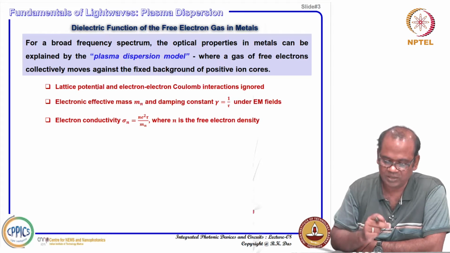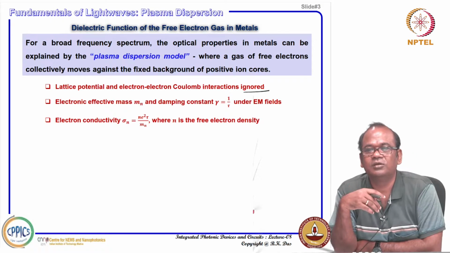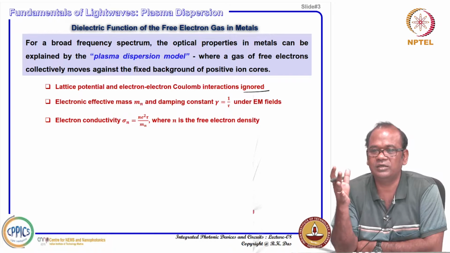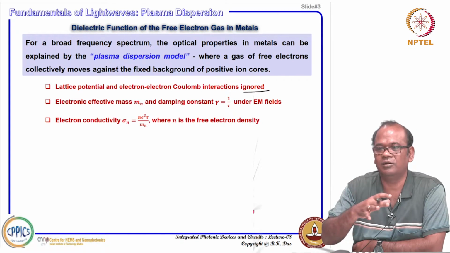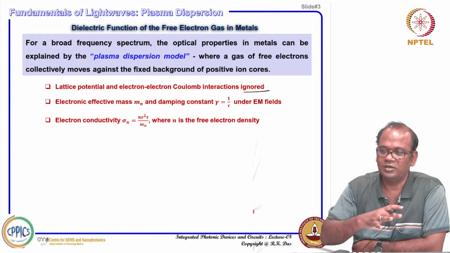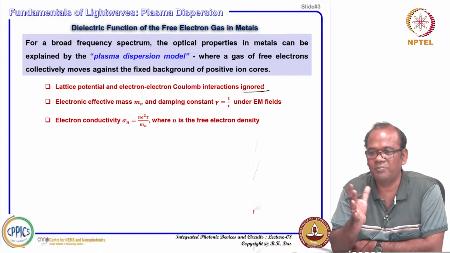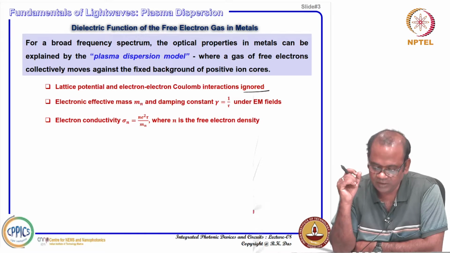So, that potential and the electron Coulomb interaction we ignore, because, as mentioned, it is a heavily doped semiconductor or there are a lot of free carriers in metals. Normally their effect is dominant compared to whatever ion cores are there. So, that is why we can ignore it for the moment.